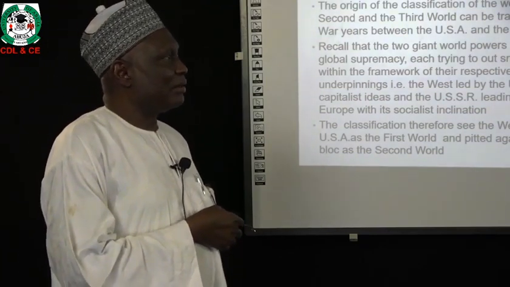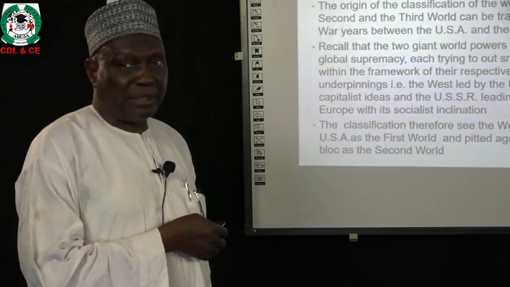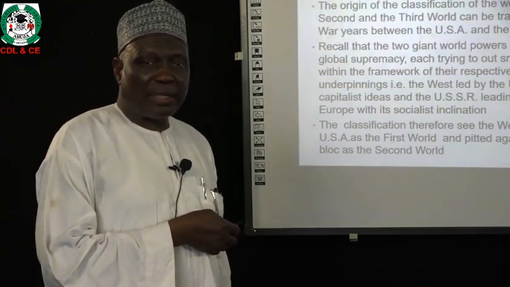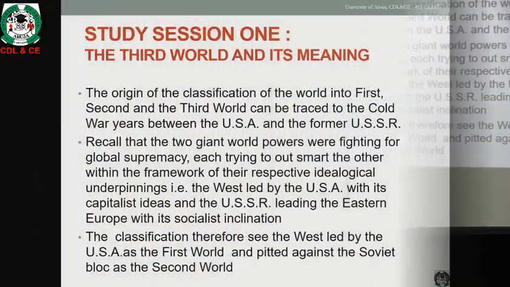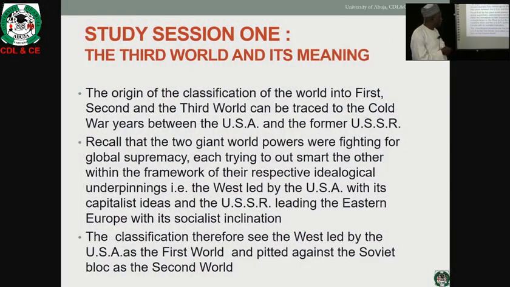America was at the head of the Western powers, basically capitalist, while the former USSR was purely socialist. The two world powers, superpowers then, were fighting for global supremacy, each trying to outsmart the other within the framework of their respective ideological underpinnings: the West and the USA, with its capitalist ideas, and the USSR leading Eastern Europe with its socialist inclination.